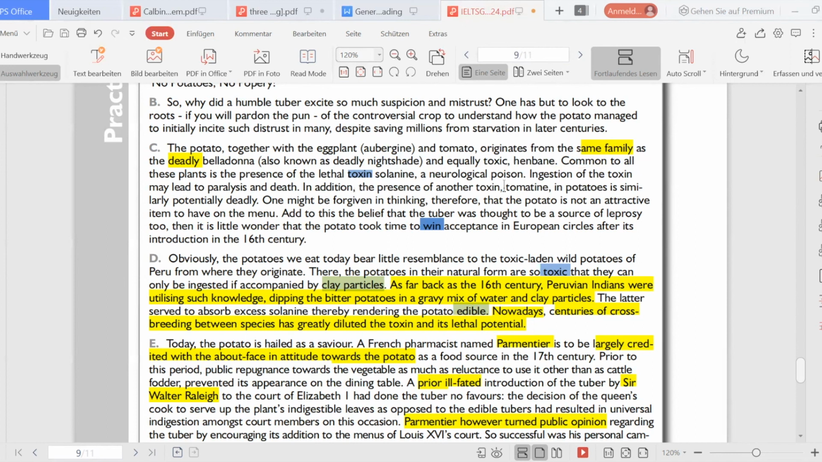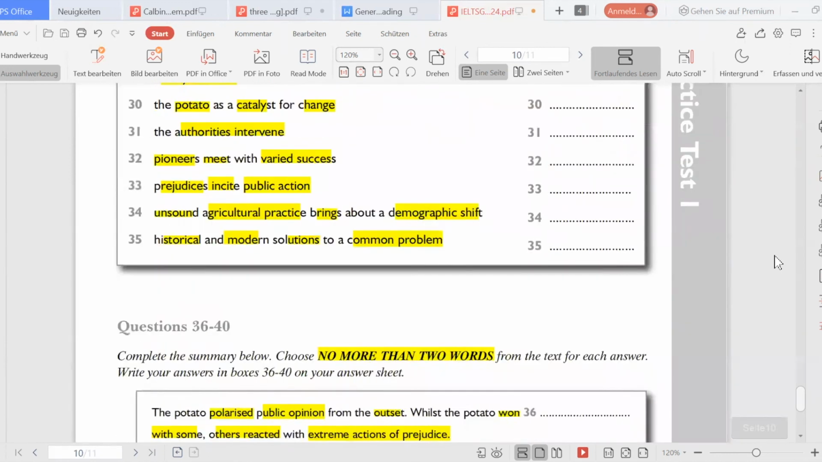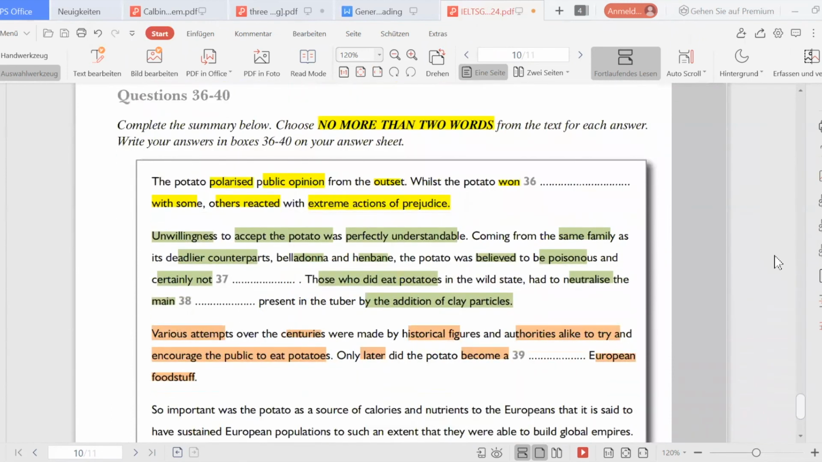But we're looking for a place where, in addition, the presence of another toxin, one might forget, thought to be blah, blah, blah, to win acceptance. Okay, I just have to look at the relationship between the sentences. You probably have figured out the answer while you're doing this.